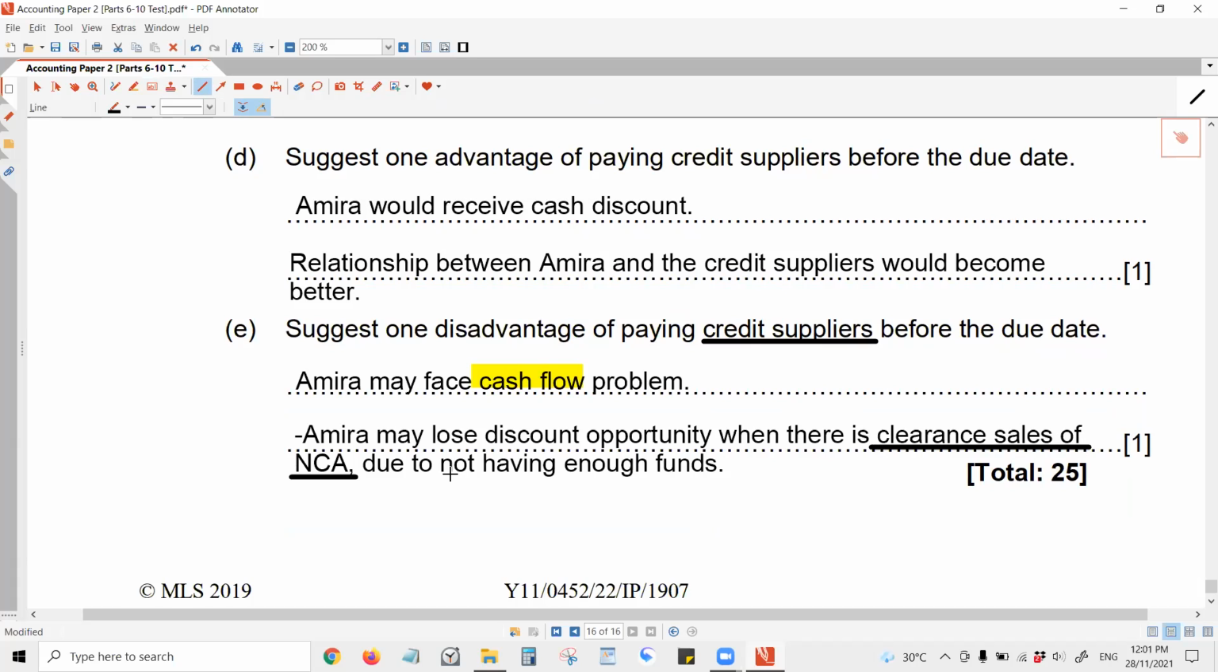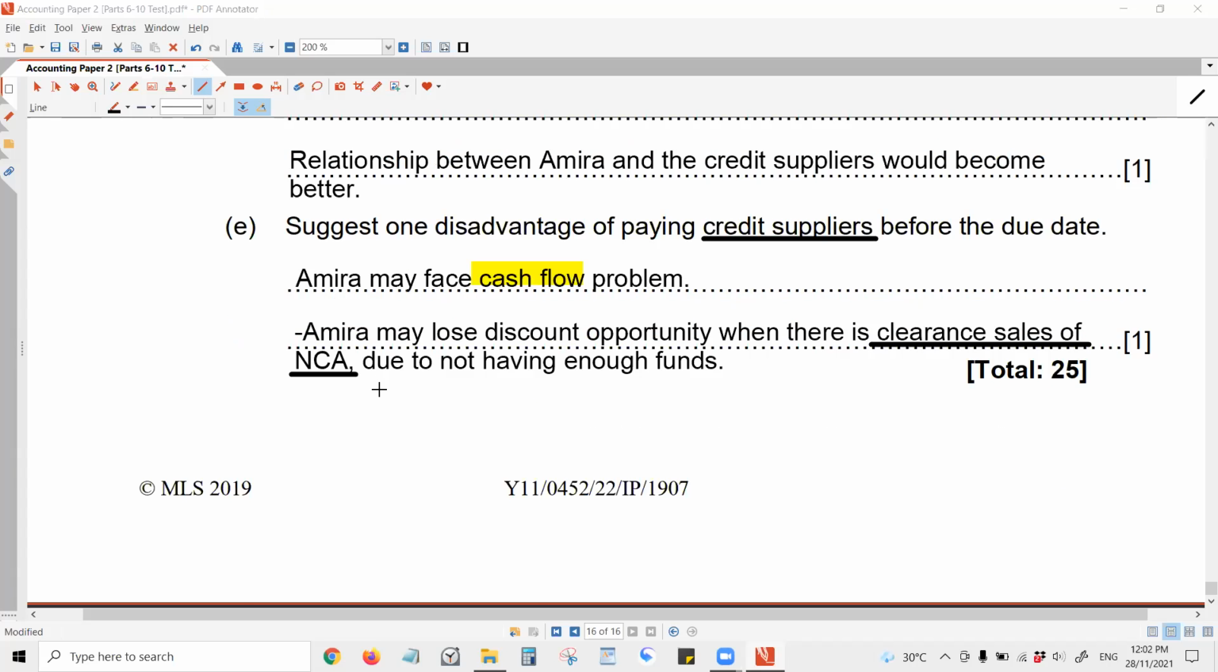And then a few days later, Amira comes across a clearance sale for NCA, but Amira cannot buy anymore because she doesn't have enough money. She had used the money to pay the supplier earlier. Okay, due to not having enough funds. Okay, I think that's it for paper 2.